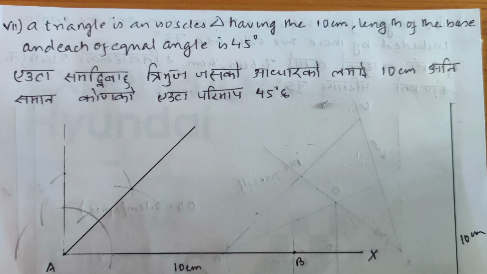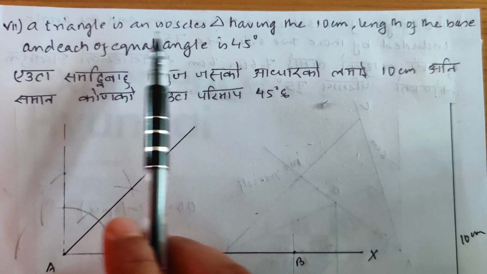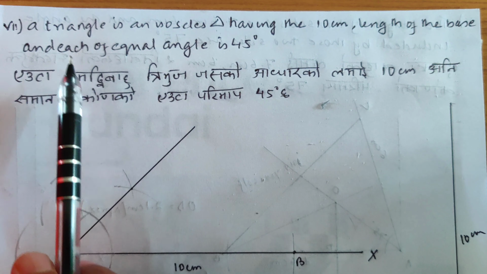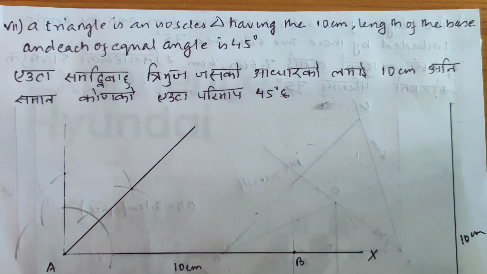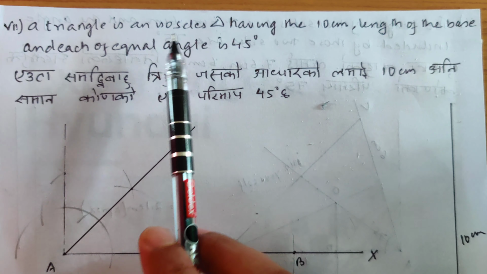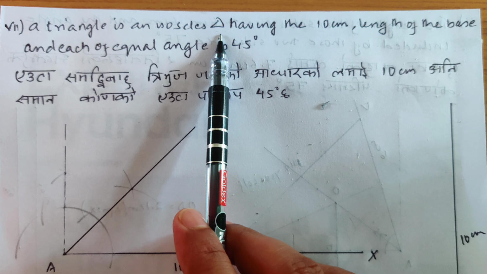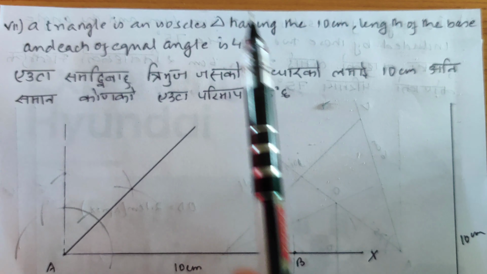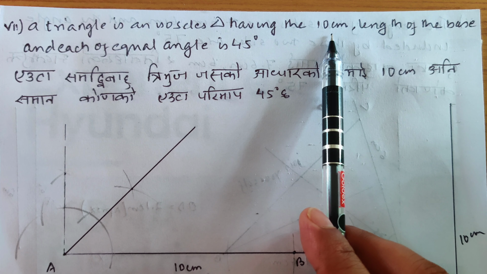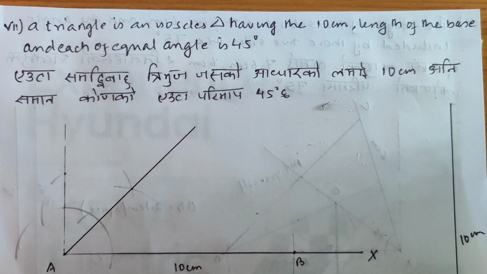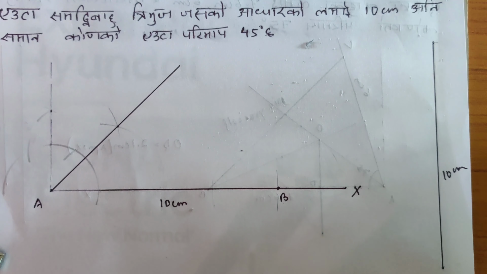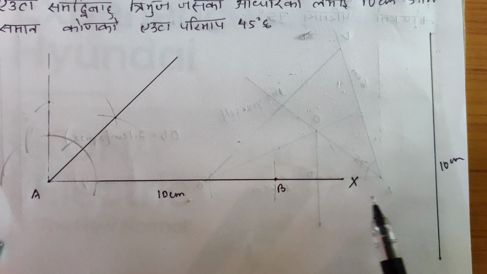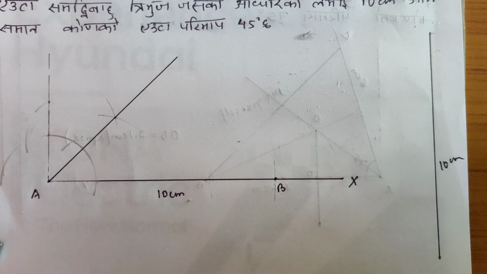So let's do the last one. Let's go to question number 7. A triangle is an isosceles triangle having the 10 centimeter length of the base, and each of equal angle is 45 degrees. So let's try to understand an isosceles triangle. An isosceles triangle means two sides are equal. It also means two angles are equal. So out here, one base is given to us as 10 centimeters. So I have a sample of 10 centimeter. You all can see I have a sample of 10 centimeter. And I've taken a long line segment AX from which I've cut off AB as 10 centimeter.